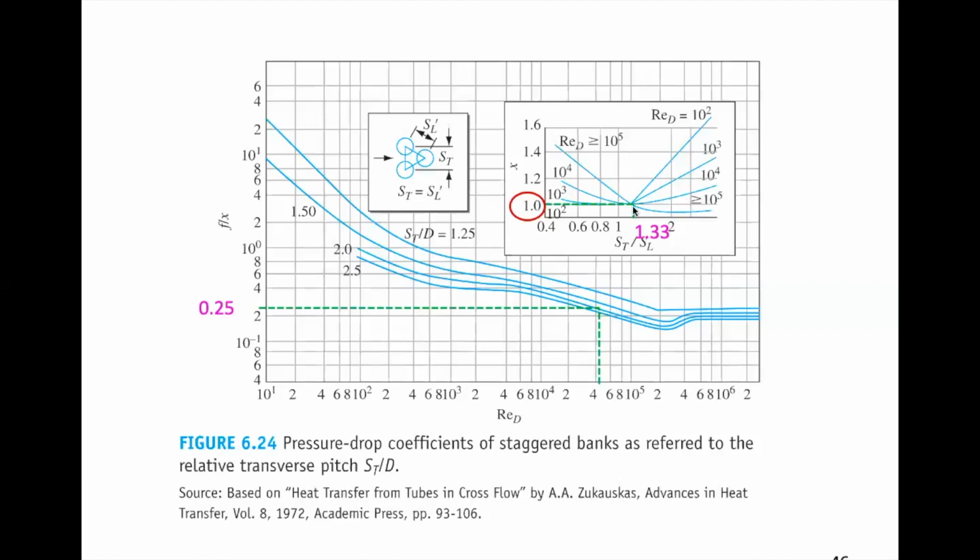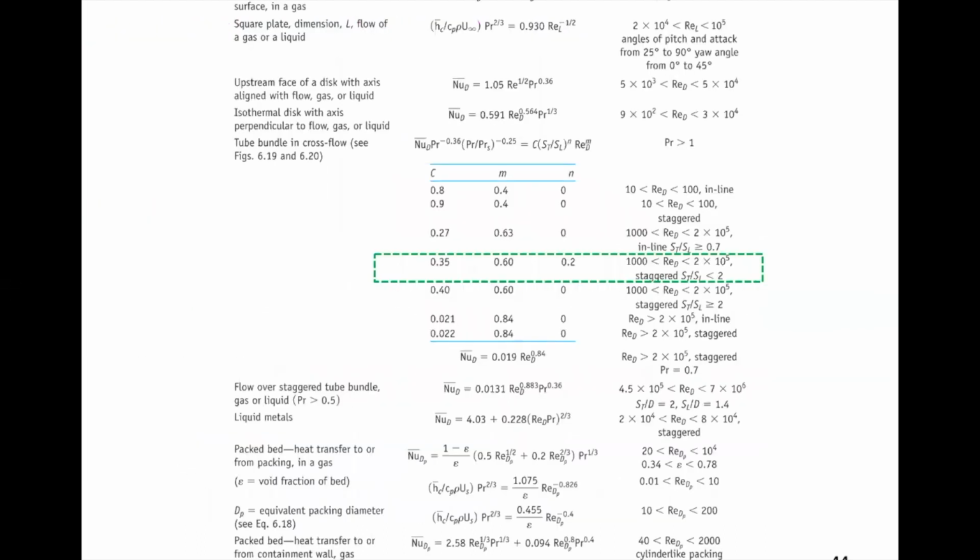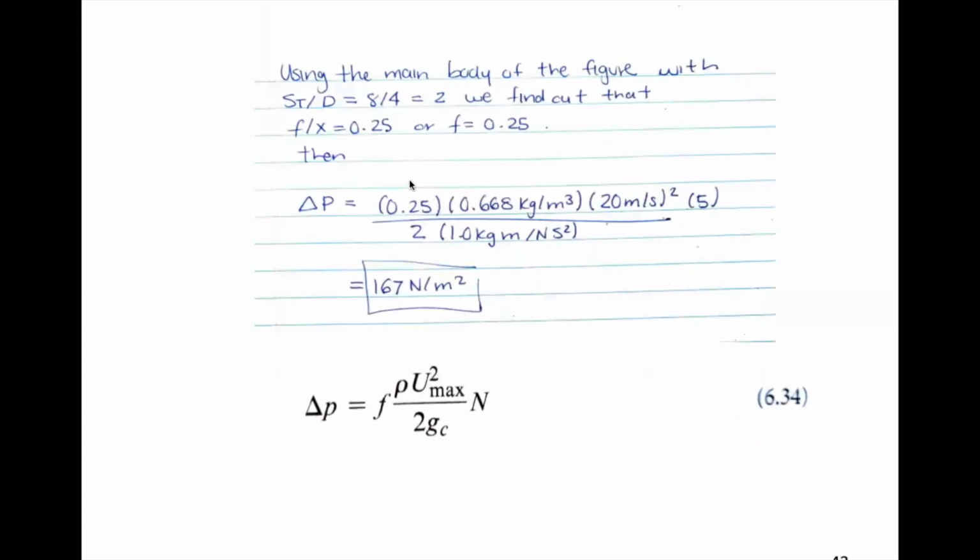So the Reynolds is here, the ST over SL is here, so the X is 1, so 0.25 divided by 1. That will be our friction or pressure drop coefficient for this bank. So this is the 0.25 from that table times the density multiplied by the maximum velocity occurring in the bank squared, multiplied by the number of rows, we have 5, divided by 2 GC, the GC conversion factor. And this is equation 6.34 in your textbook. So we have a delta P through the tube bank of 167 Newton per meter squared.